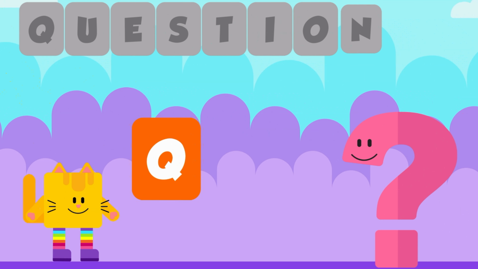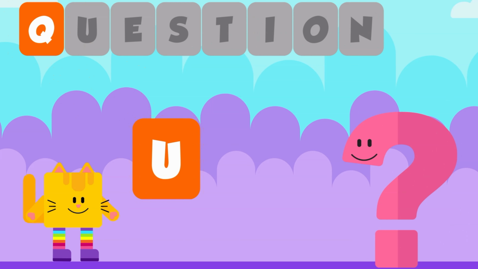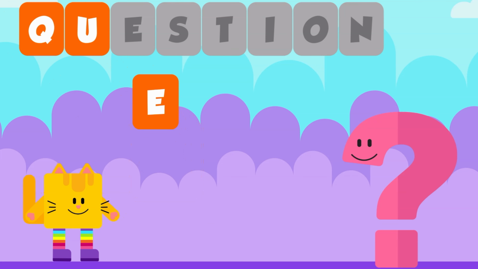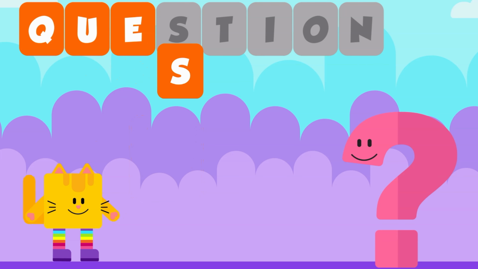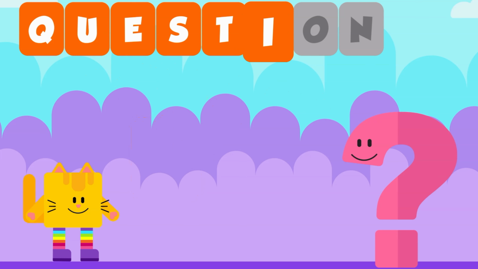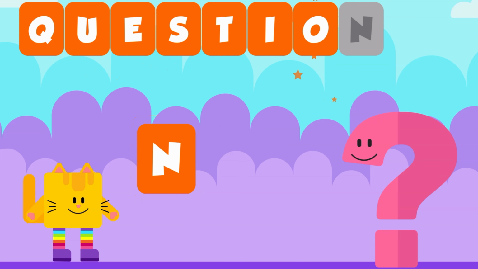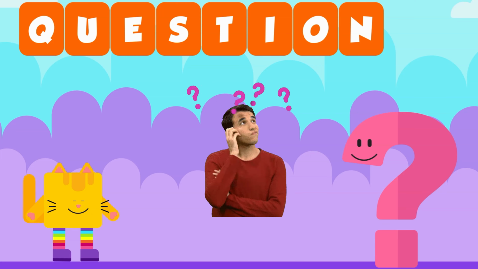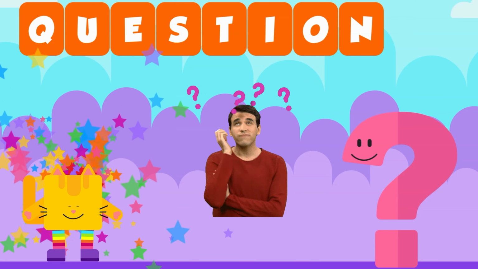Can you spell question? Q. Great job! U. Good job. E. That is great. S. Good job. T. Good job. I. Excellent. O. Fantastic. N. Question. Q. U. E. S. T. I. O. N. Question. Great job. Yeah!